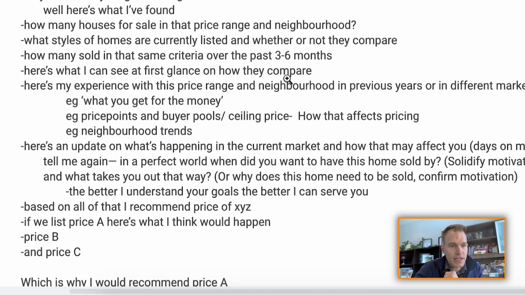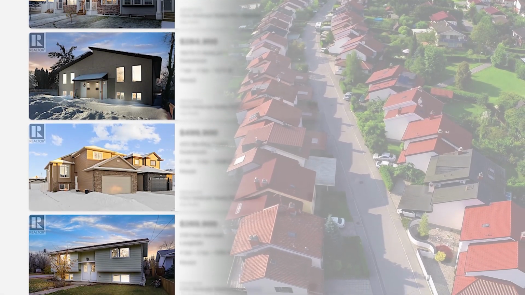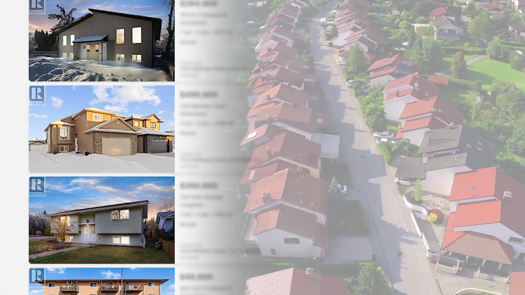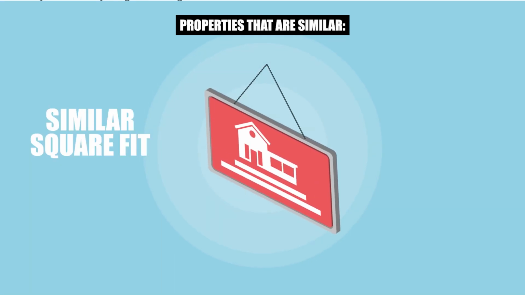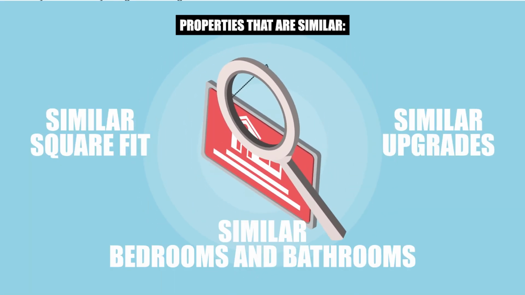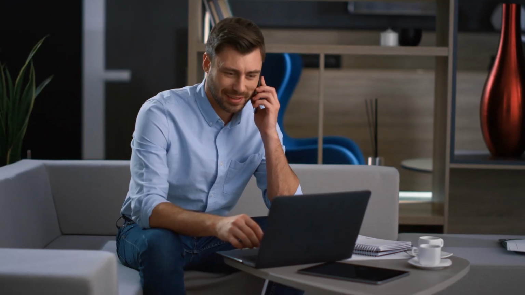And then you dig into the details a little bit as to what these particular homes have, what theirs doesn't, and then you go essentially from top to bottom on the listings until you find properties that are similar square feet, similar upgrades, similar bedrooms and bathrooms, etc. And then boom, in real time, right in front of the seller, whether it's on the phone or in person, you can say, here is an accurate comparable.